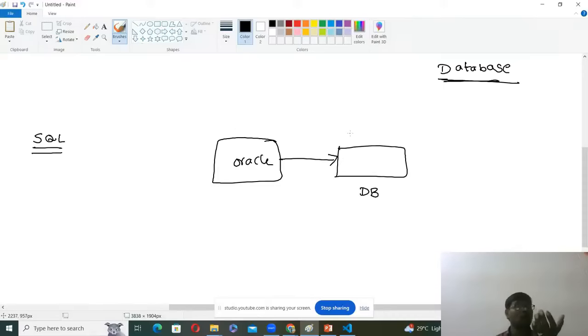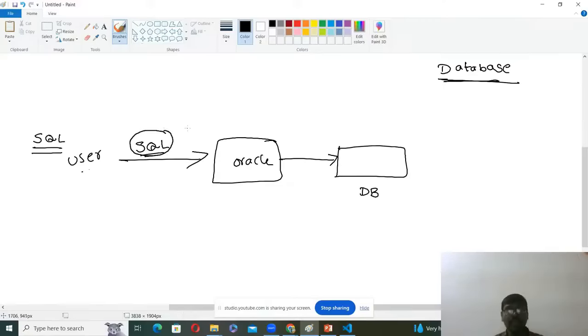If you want to store your information, you communicate with Oracle. How? Here I am communicating with you by using English. Similarly, by using SQL. Now you got it? The user, by using SQL, communicates with Oracle.